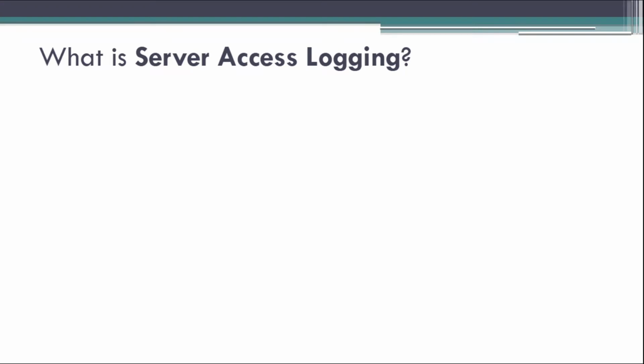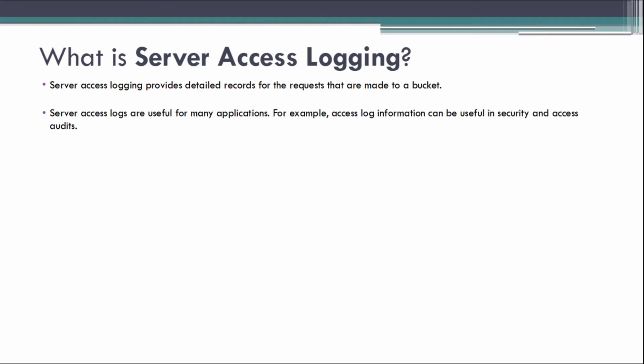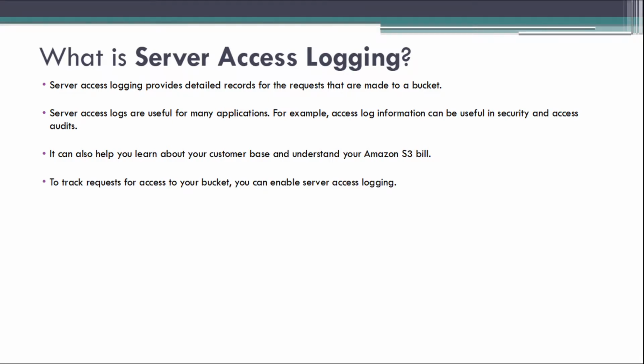What is server access logging? Server access logging provides detailed records for the requests that are made to a bucket. Server access logs are useful for many applications. For example, access log information can be useful in security and access audit. It can also help you learn about your customer base and understand your Amazon S3 bill. To track requests for access to your bucket, you can enable server access logging.